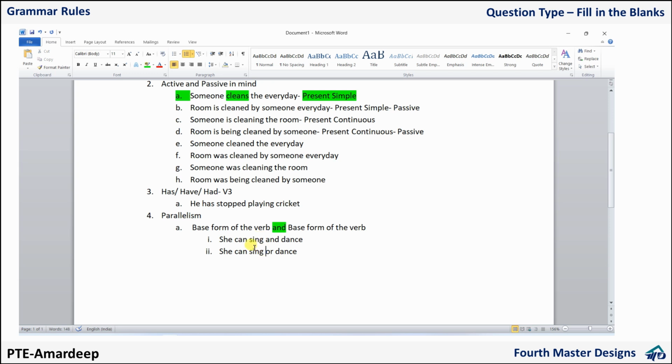Now I'll explain in this way. With can I will write the first form, can sing, and since there is first form before and, it has to be first form after and. Got my point? Now I'll sum up this rule. Before coordinating conjunctions like or, nor, but, so, for, and, yet.